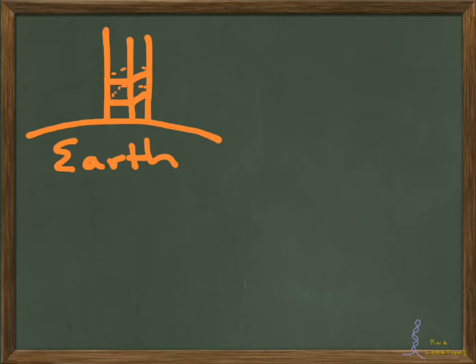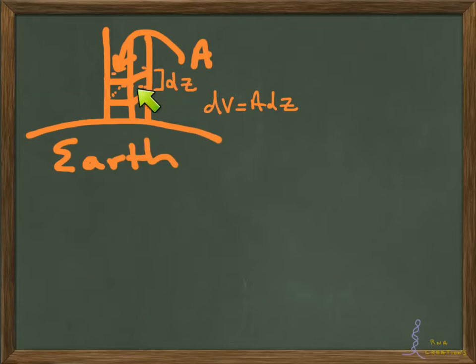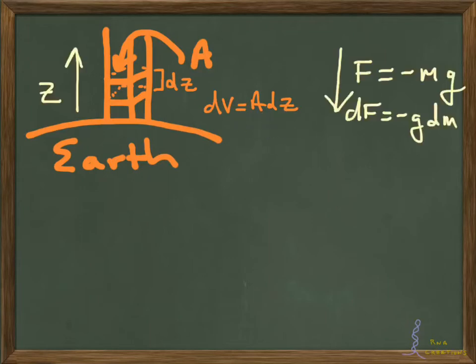Let's begin with a sketch of the Earth, and we have the atmosphere above it, and we consider a tall, thin column which has an area A and a small change in height dz. The volume of this little element, dV, equals A times dz. Here's the z-axis, which is pointing upward.